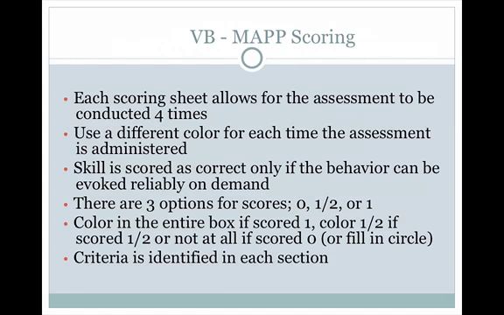Just like in the ABLLS, the scoring sheet will enable you to use this multiple times. And just like the ABLLS, you'd use a different color each time the assessment is administered. The skill is scored as correct only if the behavior can be reliably demonstrated. And just like on the ABLLS, we have levels at which we can indicate the possession of the skill.